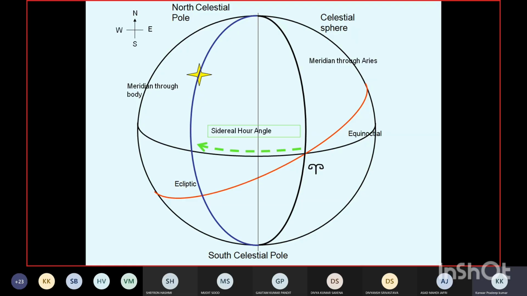Definition: the arc of the equinoctial or angle at the pole between the meridian of the first point of Aries and the meridian passing through the body, measured westwards. So read the definition in the books. It will be something similar. So this is the declination and the polar distance. In all the formulas of practical navigation, we will be using all these things. So mentally get the picture in a three-dimensional way very clearly. It will be very easy for you to understand.